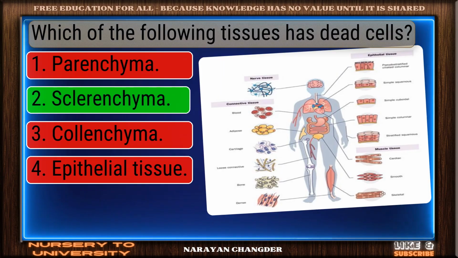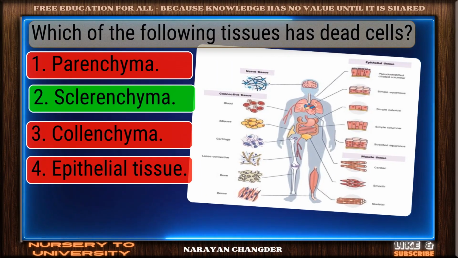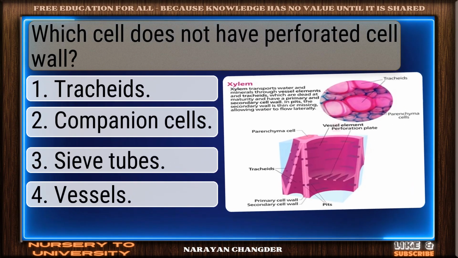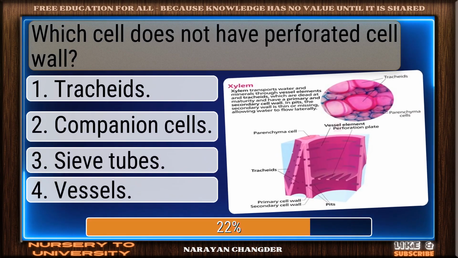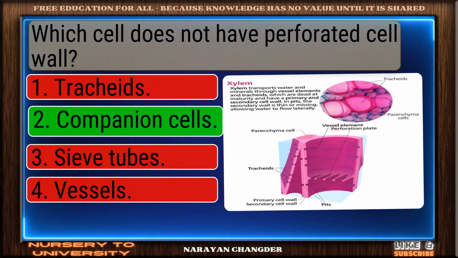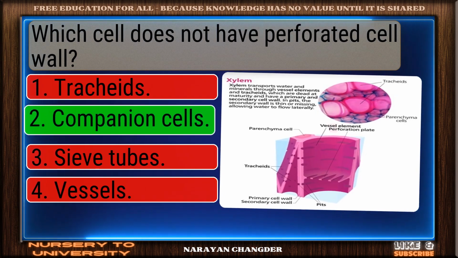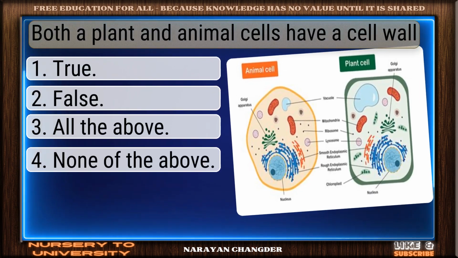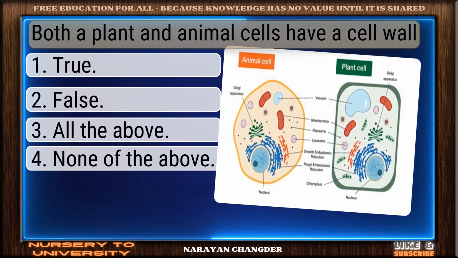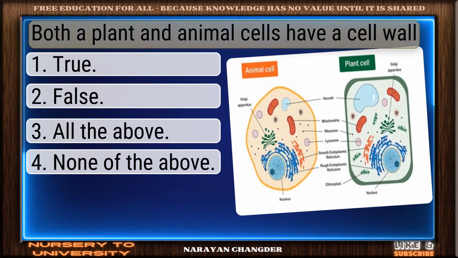Excellent choice. Sclerenchyma is the right answer. Question number 76. Which cell does not have perforated cell wall? Nice selection. Companion cells is the correct and valid answer. Question number 77. Both plant and animal cells have a cell wall.